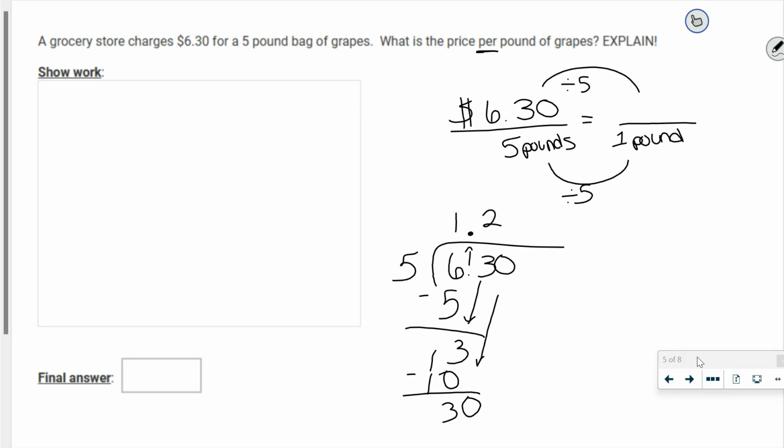How many 5s make 30? That is correct, 6. 5 times 6 is 30 exactly. And then subtract, you get 0. So it would be $1.26 per pound. Because to go from 5 pounds to 1 pound, we divide by 5. $6.30 divided by 5 is $1.26. All right, let's keep going.